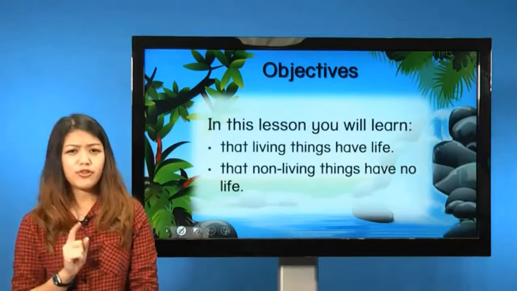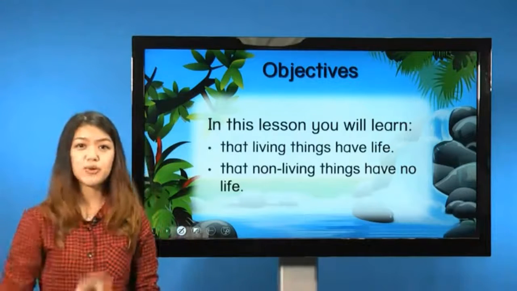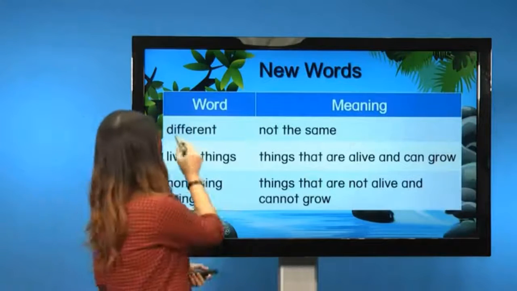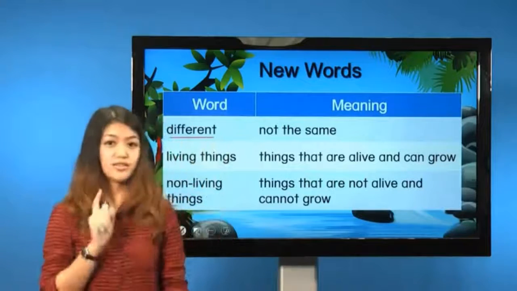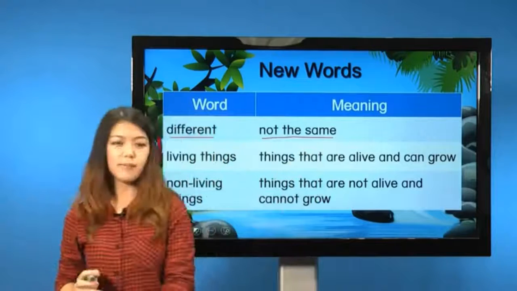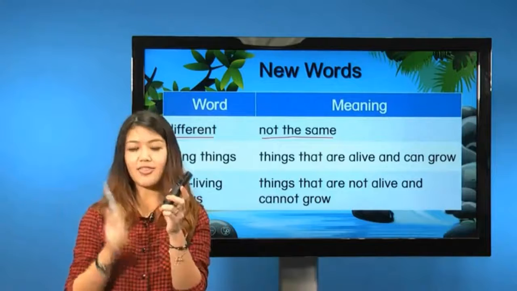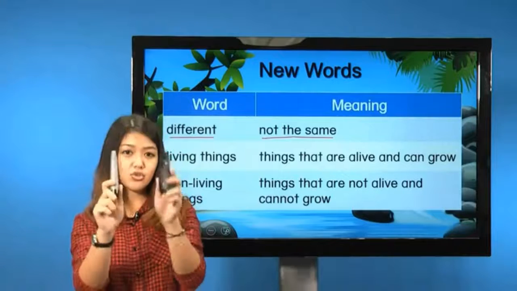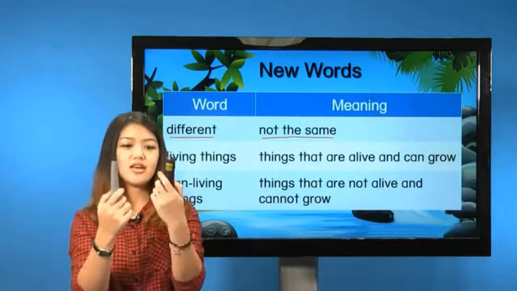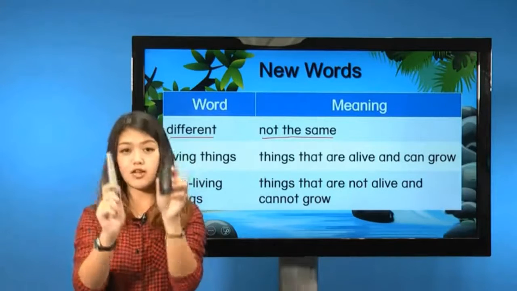But before that, we need to learn new words. So we have 3 new words for today. The first one would be different. Different means not the same. So for example, this is a pointer and this is a marker. These two things are different in colors and size. This one is in black color, this one is in gray, so they are different.